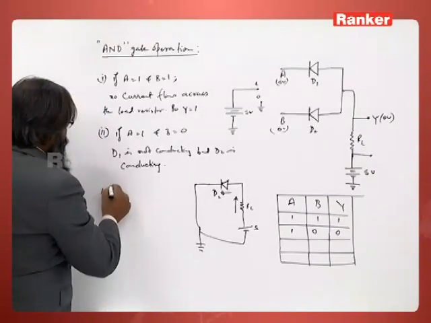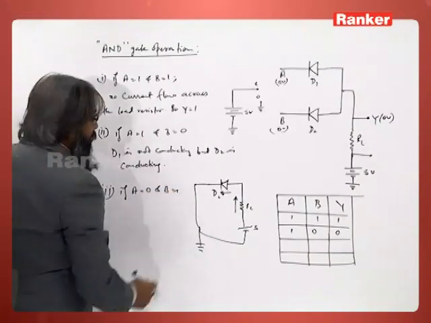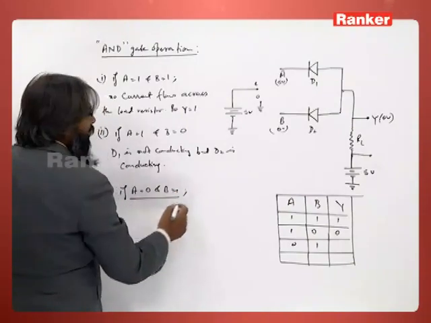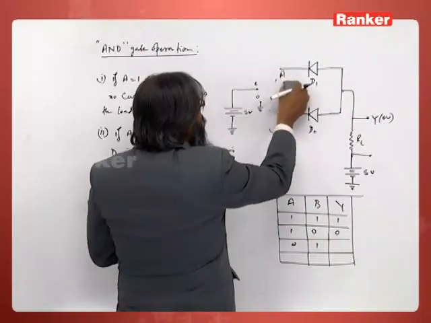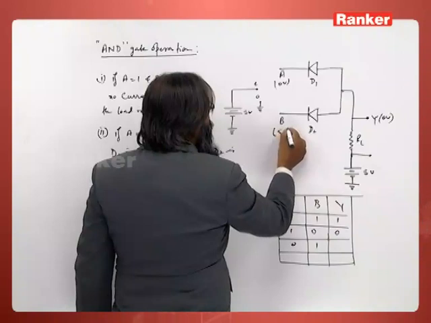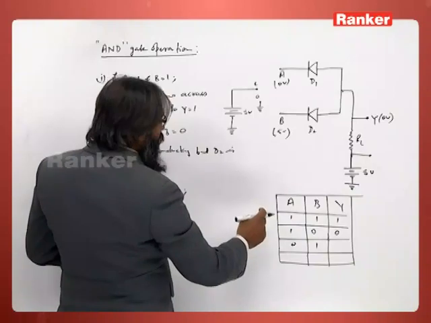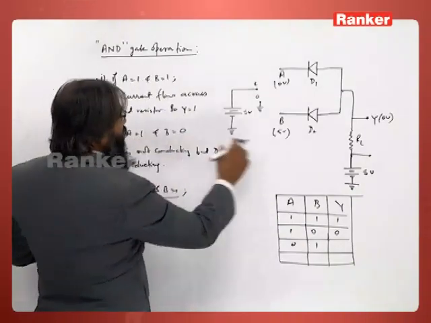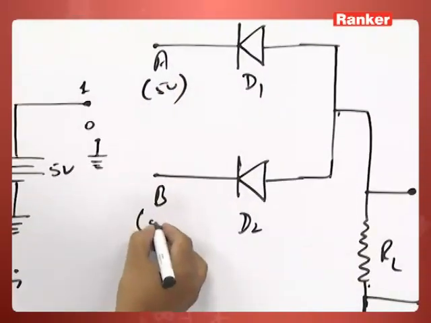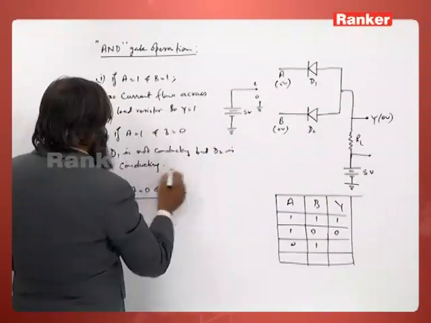Now case 3. So, if A is equal to 0 and B is equal to 1. Here this is 0 and this is 1. Let us see what happens. When A is 0 volts and B is 1, means high, 5 volts applied. Sorry, this A is 0. Previously this was 5 volts and this was 0 volts. So D1 is not conducting, but D2 is conducting.